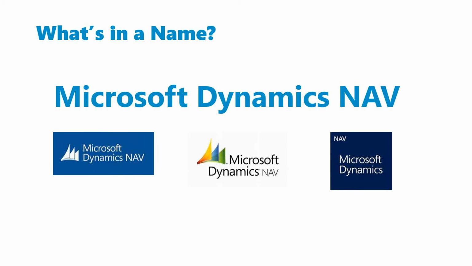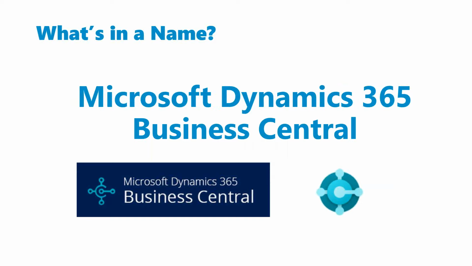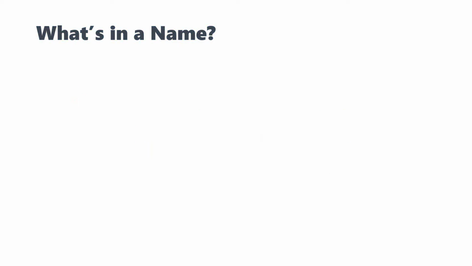So what is in a name? Microsoft for many years has been supporting a product known as Microsoft Dynamics NAV. And there are various logos that you can see here associated with that product. That product is now what is called Microsoft Dynamics 365 Business Central. So the product has been renamed, rebranded to fit into the Microsoft Dynamics 365 family of products. It is, however, underneath the hood, the next version or the next release of Dynamics NAV.